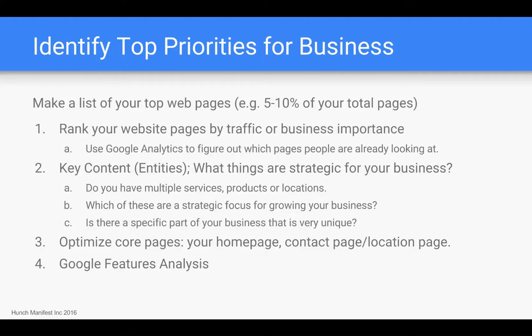A third one is to optimize your core pages, and this should go without saying that you want to mark up your home page and also your contact page or location. A fourth one is a Google Features analysis. We're going to dive into the second and fourth in the list. So understanding about your key content and then understanding from a Google Features priority list.